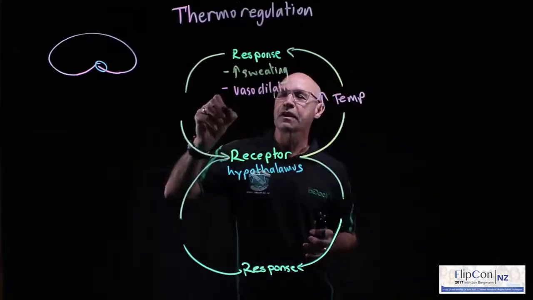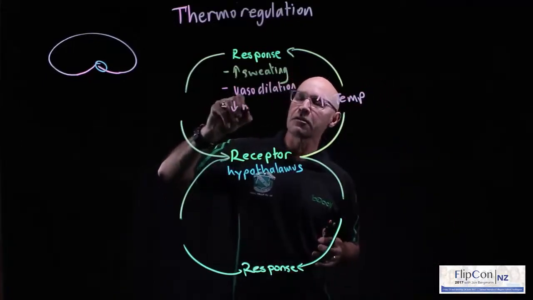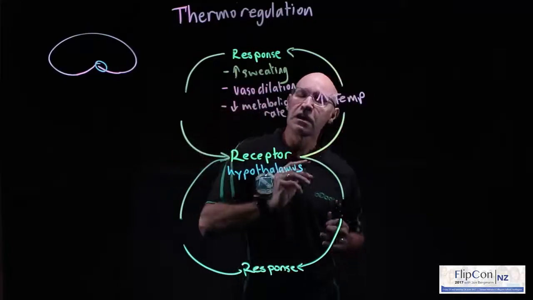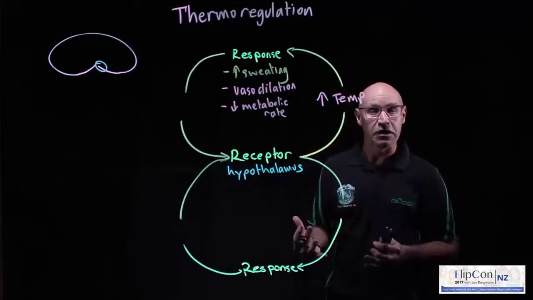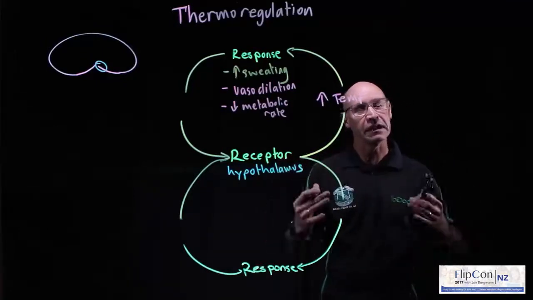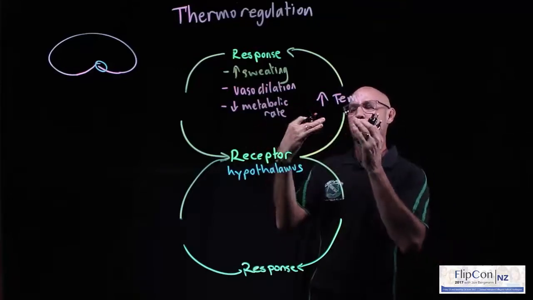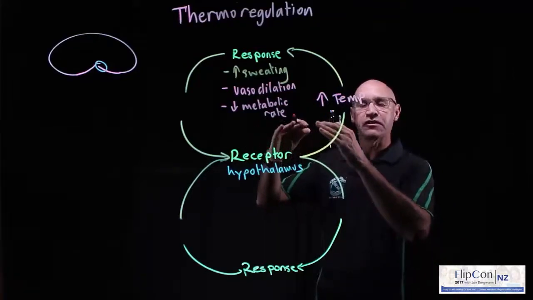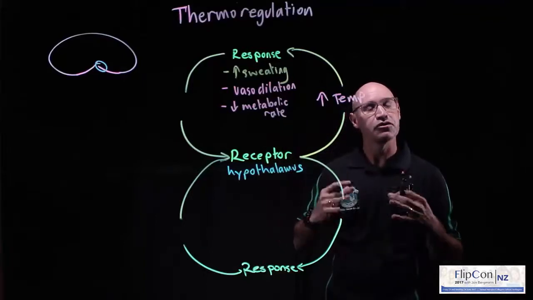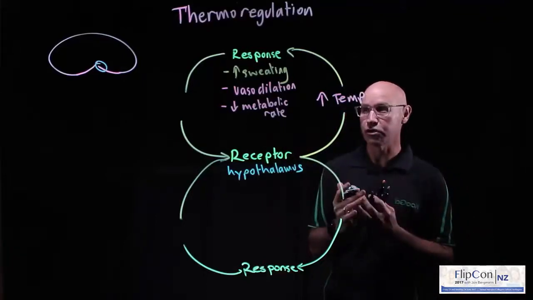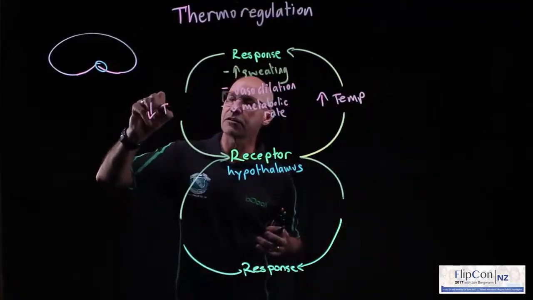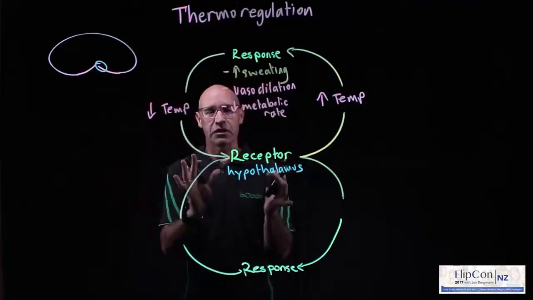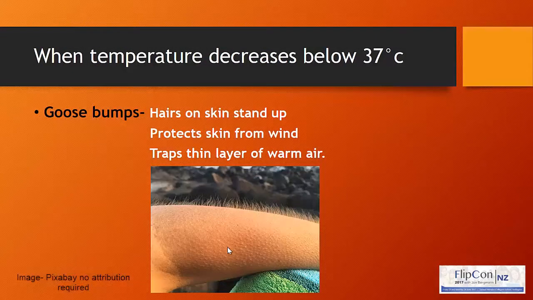The third one is about decreasing the metabolic rate. So the metabolic processes of the body involve burning glucose for energy in the body. Now that process releases heat into the body. So one of the responses is to make the cells reduce their metabolic rate, reduce the rate at which they're burning glucose. So the response of all of these processes is that the body temperature decreases back to that 37 degrees. Now if temperature decreases below 37 degrees, well, there's a different set of responses that occur.